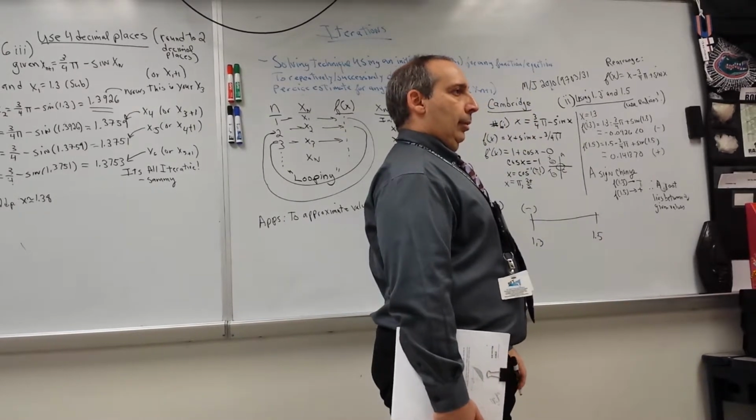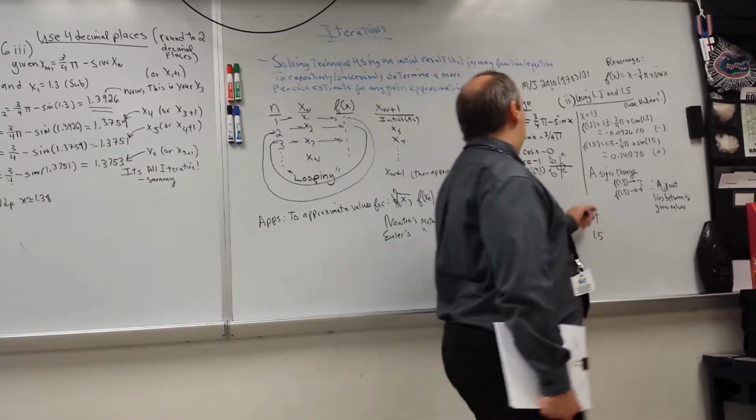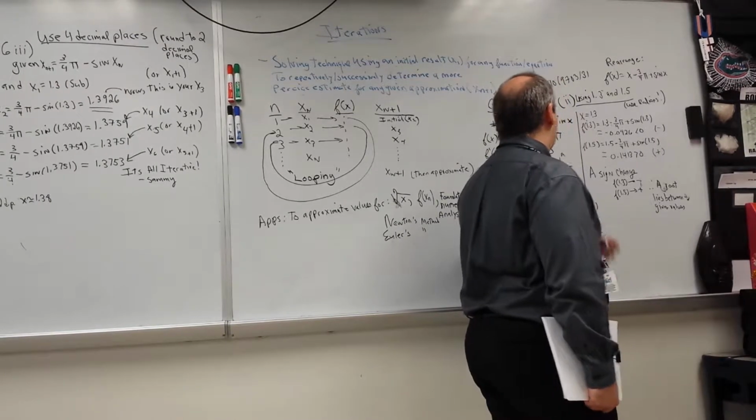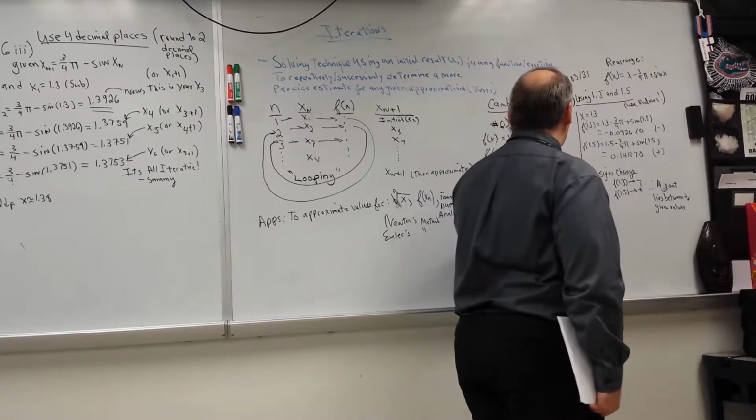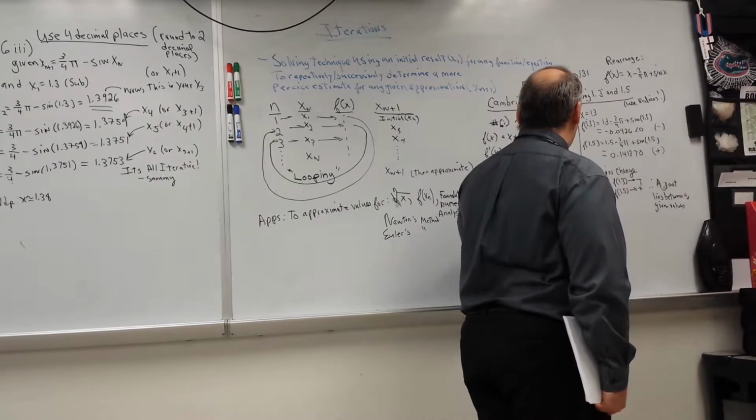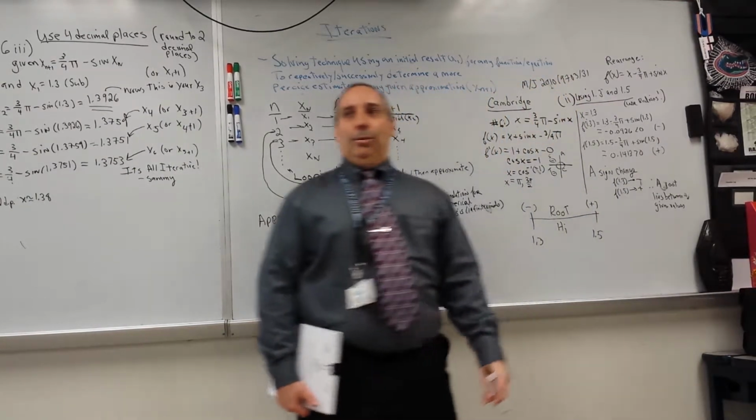And then when you do it for 1.5, it's a positive value. So you know that the zero is in between them, so there's a root. Oh, okay, that makes sense. There's a root right there.